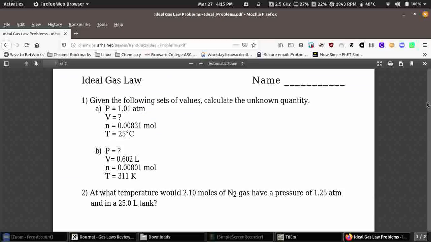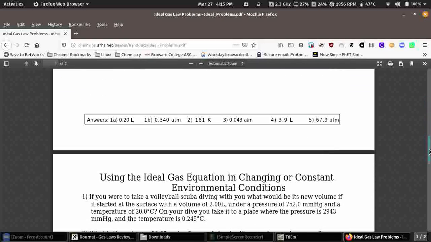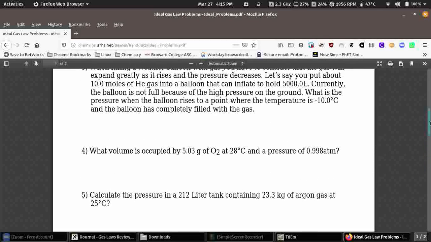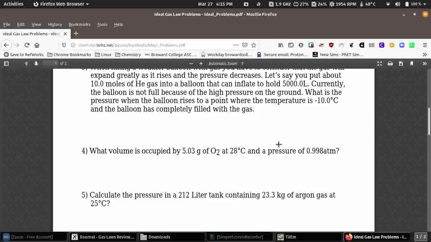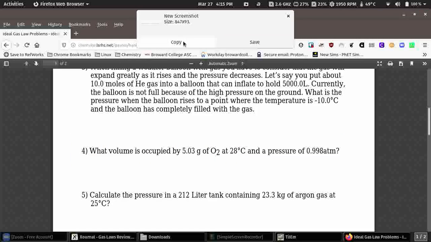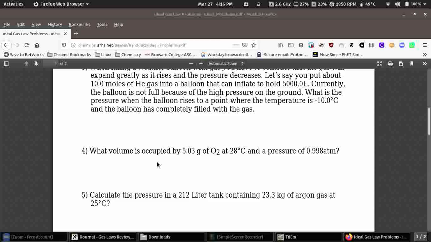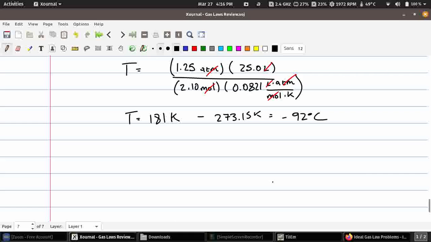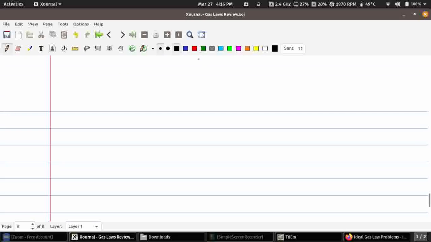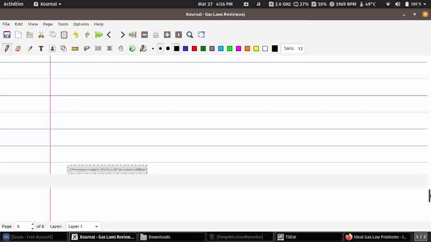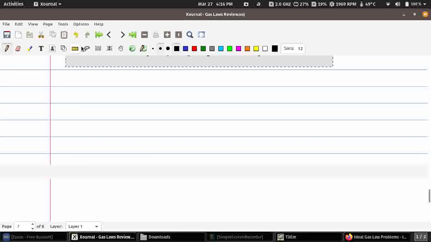Let's see if we can find another problem. All right, we'll do this one. We'll do 4 and 5, and then that should be enough practice. I'm going to just already go to a new page. So this note is going to be kind of long, so it's a lot of information, but it'll be fine.